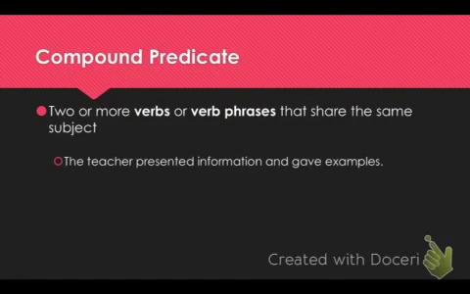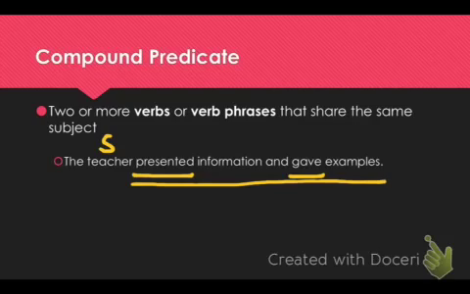A sentence has a compound predicate if it has two or more verbs or verb phrases that share the same subject. So in this case, the teacher presented information and gave examples. We have the verb presented and the verb gave. There's only one subject though, that's teacher. Presented information and gave examples would be the complete predicate. Presented, gave is the compound predicate.